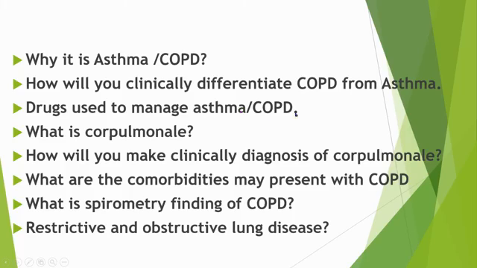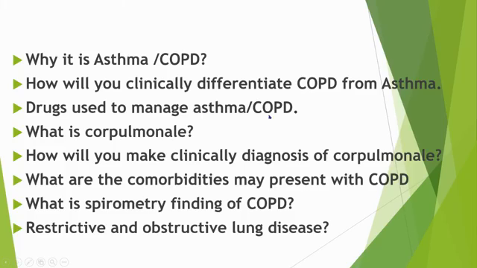Anticholinergic drugs like ipratropium bromide, tiotropium bromide, and the salbutamol, formoterol, montelukast are used in case of asthma. COPD usually does not need montelukast, and theophylline may be used. This is how you manage asthma or COPD.